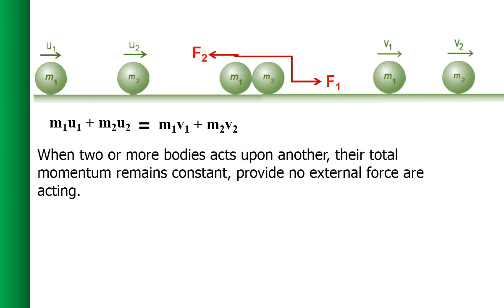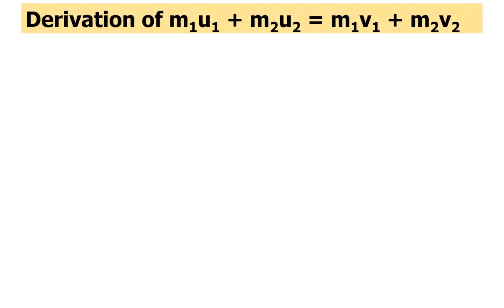So we can say when two or more bodies act upon one another, their total momentum remains constant, provided no external force is acting. This is known as the law of conservation of momentum. That means at every time the total momentum of two bodies before collision and after collision remains constant. Derivation of m1 u1 plus m2 u2 equals m1 v1 plus m2 v2.